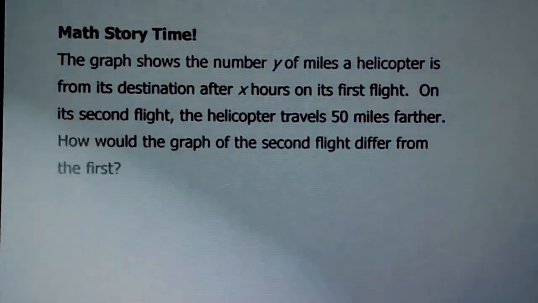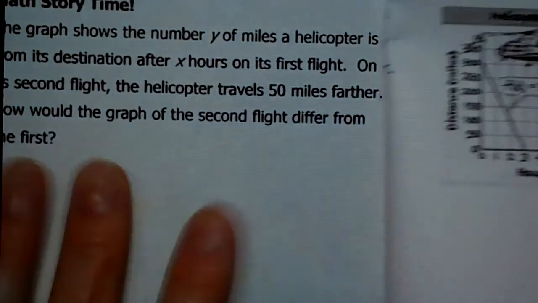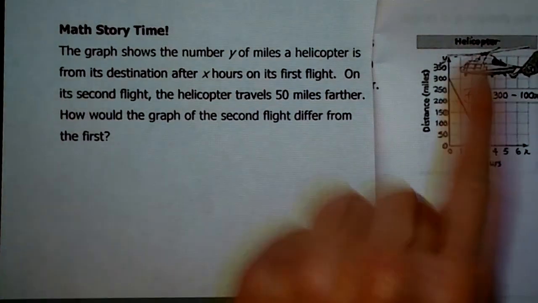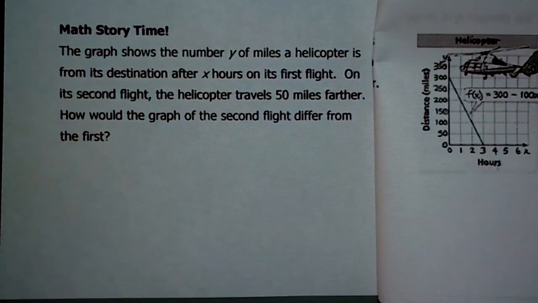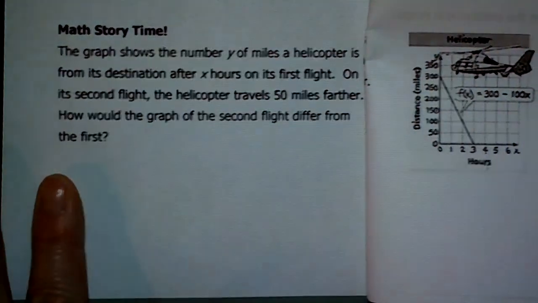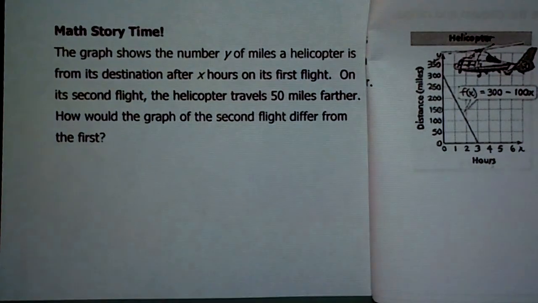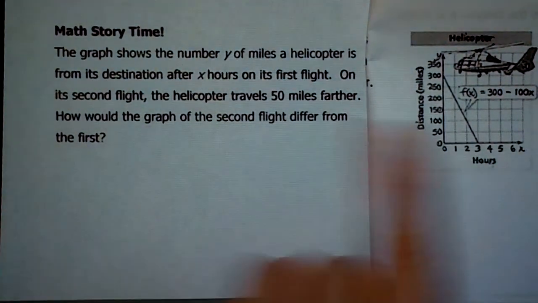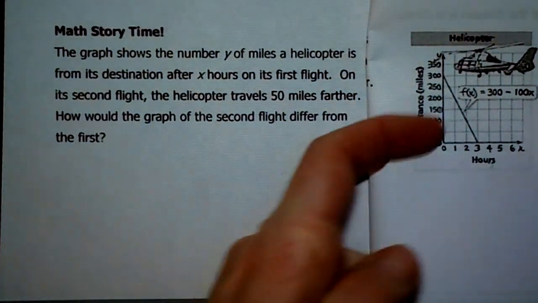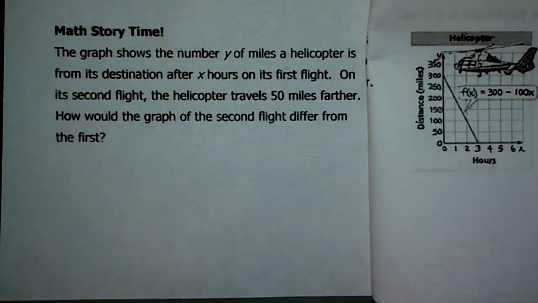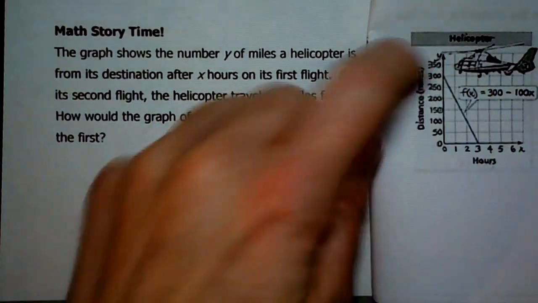Okay. So, here is the graph. Your paper has one. This is what it looks like originally, before I copy and paste it. So here's a lovely little helicopter. I did not graph that. I actually copied it out of the book and then pasted it onto your notes. I'm not that skilled. My helicopter would not look like that. So this graph shows the number of y miles a helicopter is from its destination after x hours on its first flight. So we can kind of see this graph.